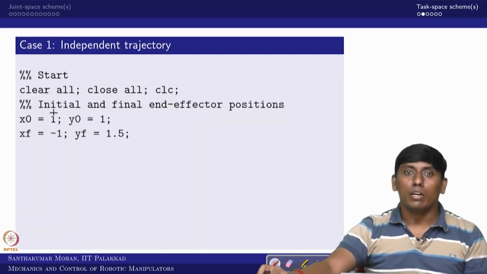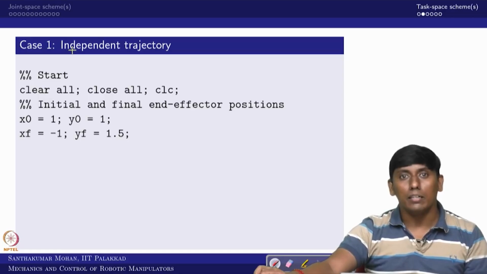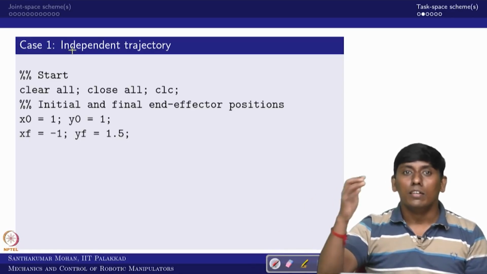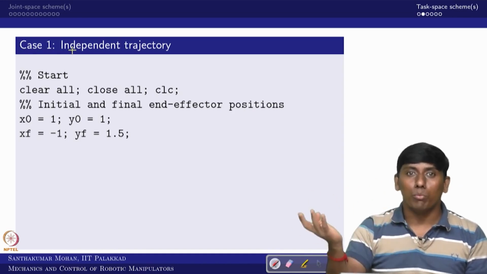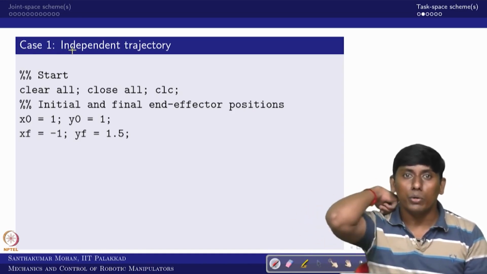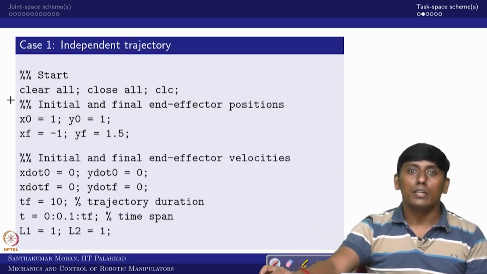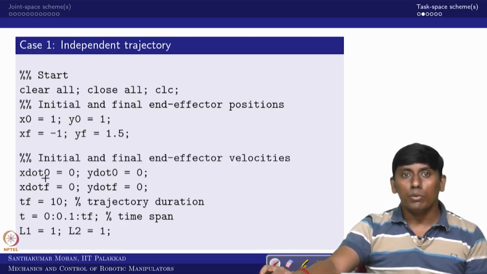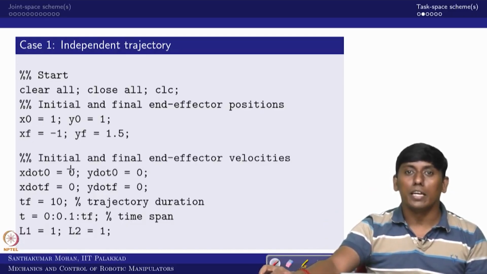Here you can see we are trying the first case, independent trajectory, in the sense that the x trajectory and y trajectory are each done with an independent cubic polynomial. We are not doing it synchronously, where once you do x, y is generated based on x. No, not like that. Here you can see initial and final velocity are given, and we have taken the same time, which is 5 seconds, and L1 and L2 are the same.